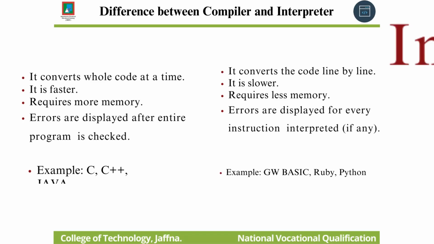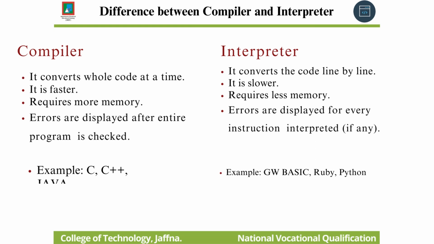Difference between compiler and interpreter. Compiler: it converts whole code at a time. It is faster. Requires more memory. Errors are displayed after the entire program is checked. Example: C, C++, Java.